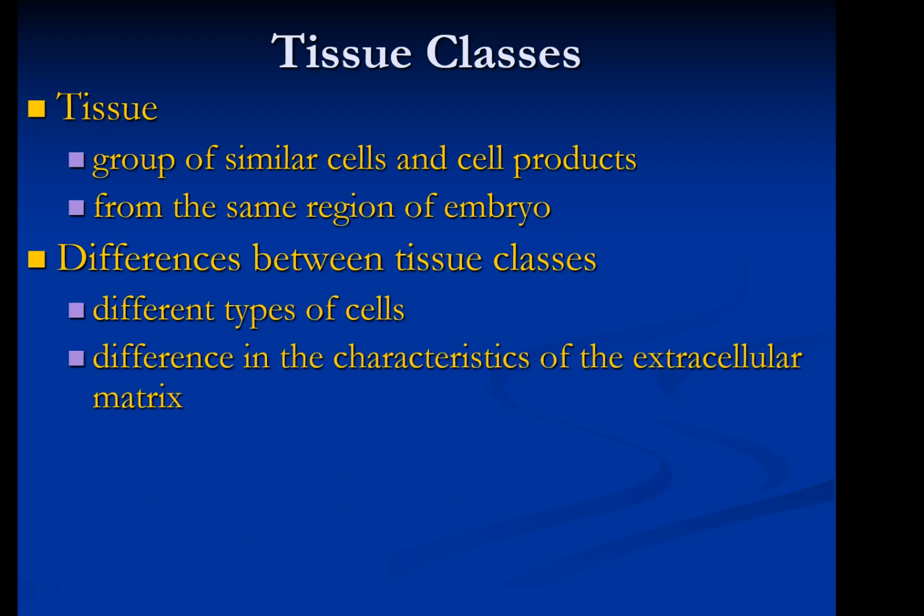But your thought process isn't off, okay? Differences in the characteristics of the extracellular matrix. So going back up to where it said tissue, group of similar cells and the cell products. The cell products are the things that make up what's called the matrix, okay? And they're extracellular, so the things the cells produce that are around the cell. We already know that if there's fluid outside the cell, we call it the extracellular fluid, so that's part of it, okay?